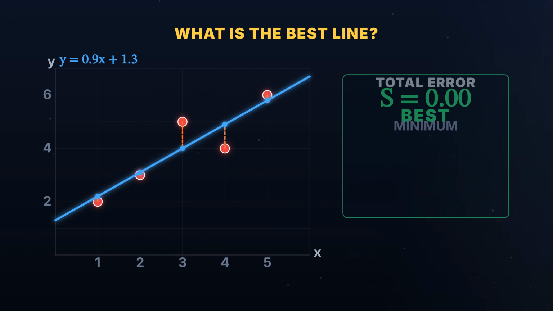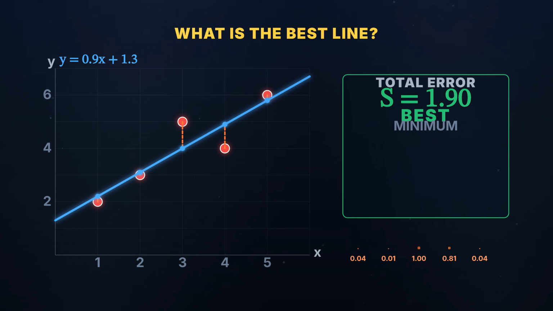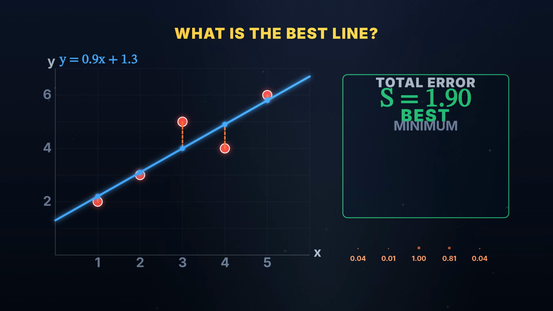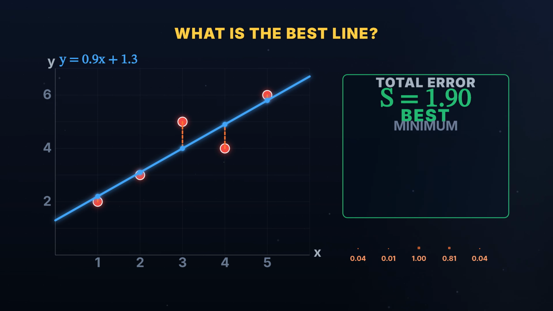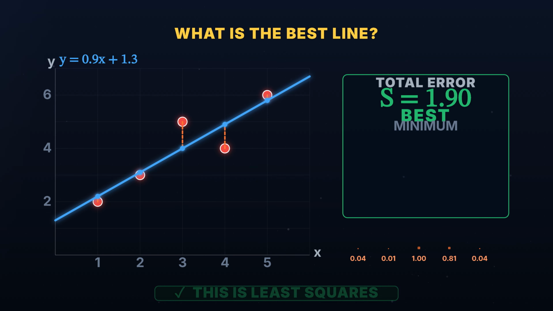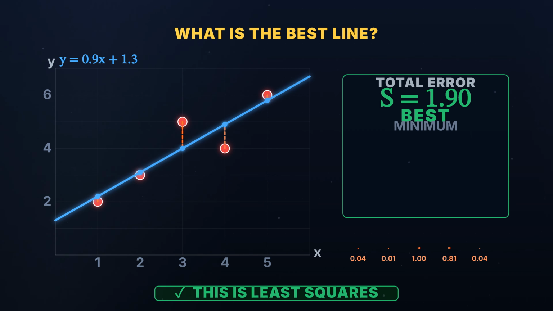Finally, the optimal line. The squares hit their minimum, S equals 1.9, and cannot go lower. 3 lines, 3 error totals, 1 clear minimum. That is the core of least squares.